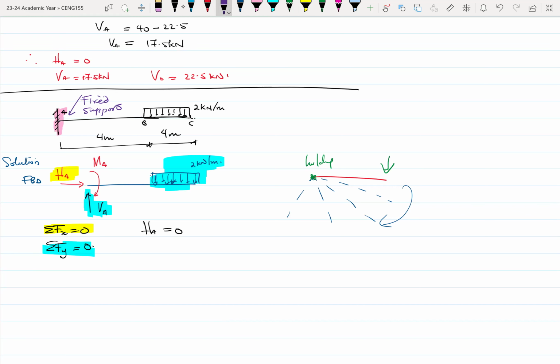There is no support at B. There's no support at C. Okay. And this is an example of a balcony, right?